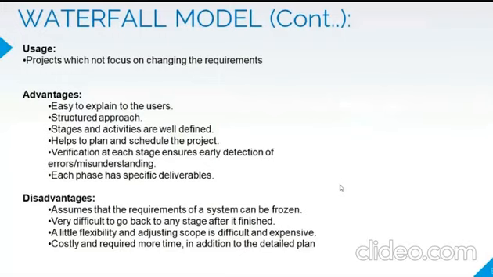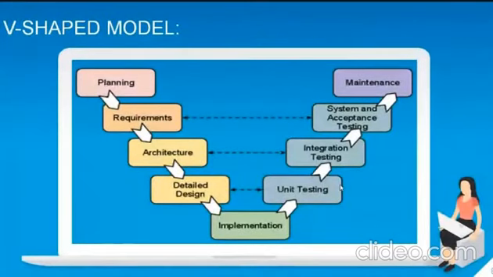Now we are going to move on to the next model, which is the V-shaped model. Like the waterfall model, the V-shaped model also follows step by step. That means we go from one phase to the other only when the previous phase has been completed. But the major difference between the waterfall model and the V-shaped model is that we perform verification at the earlier stages itself.